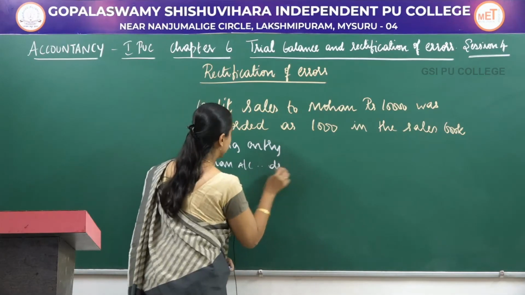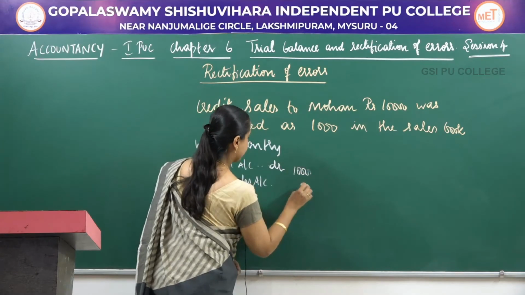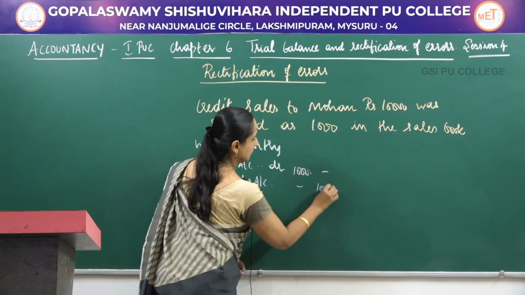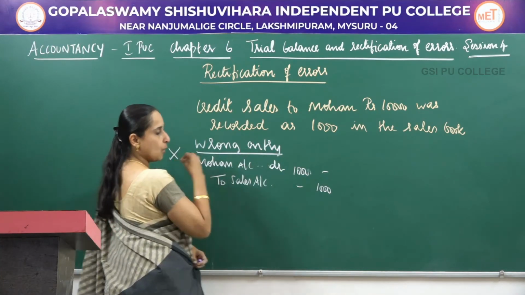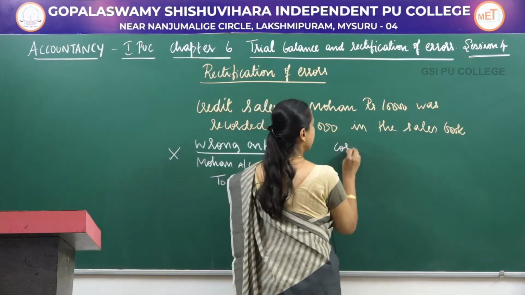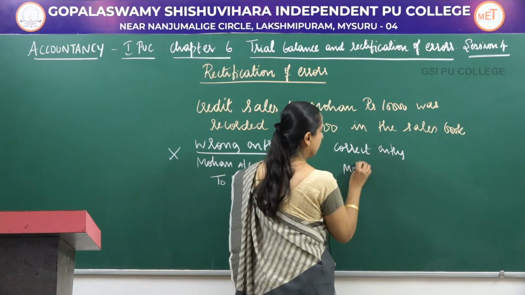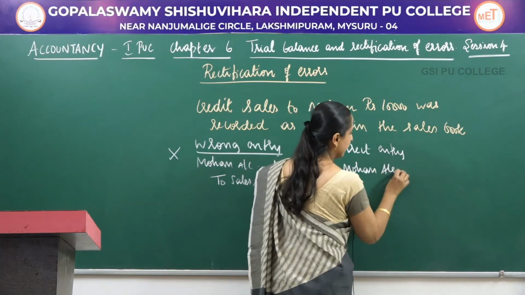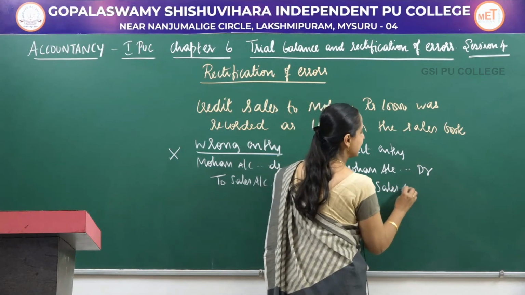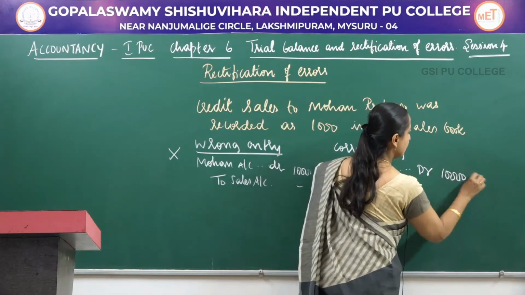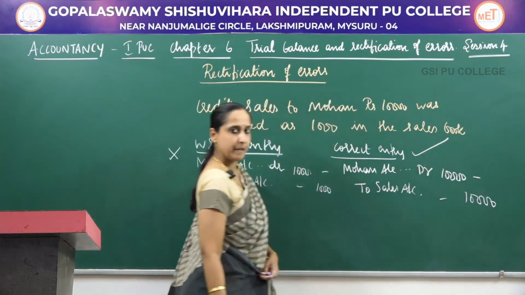Mohan account debit to sales account 1,000. This is what we have recorded, but this entry is wrong. What is the correct entry? Correct entry should be Mohan account debit to sales account 10,000. This is the correct entry.